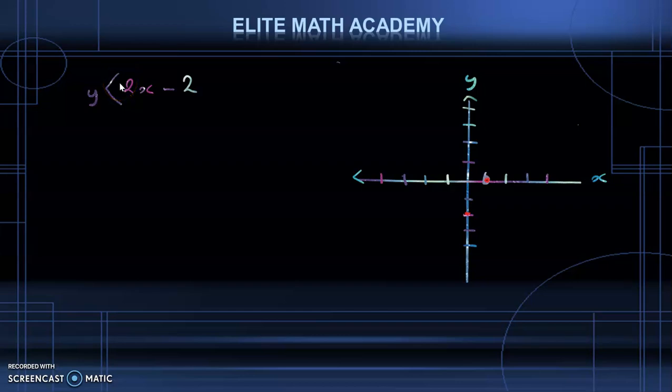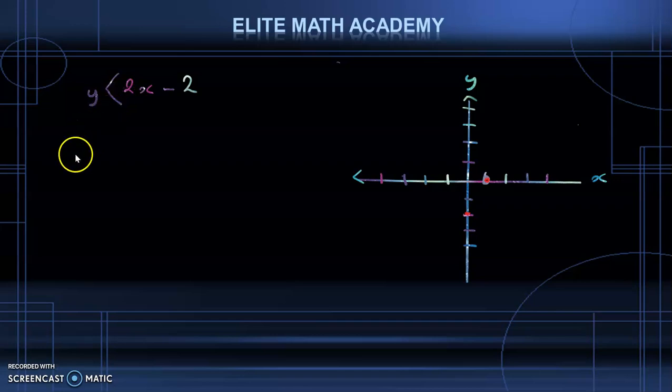Hi, we'll be looking at this linear inequality. y is smaller than 2x minus 2. We're asked to plot this inequality and shade the area. In any inequality question, we have to shade the area that covers the points that satisfy this inequality.